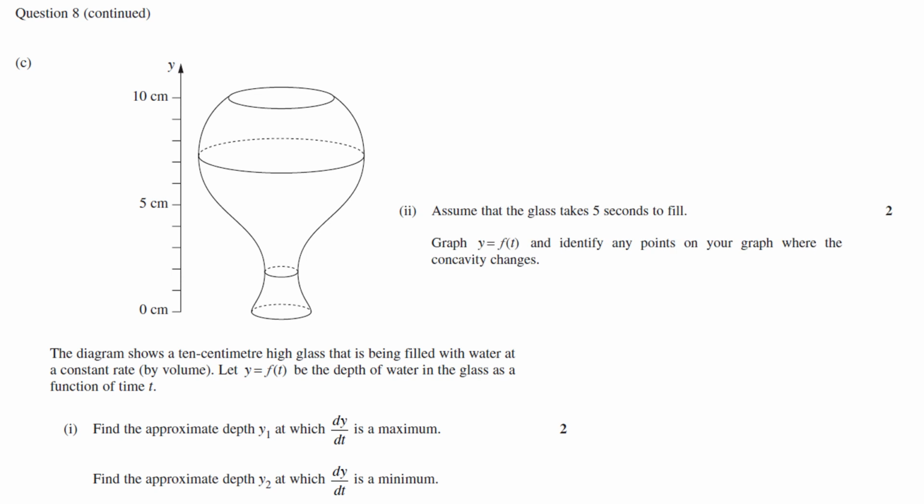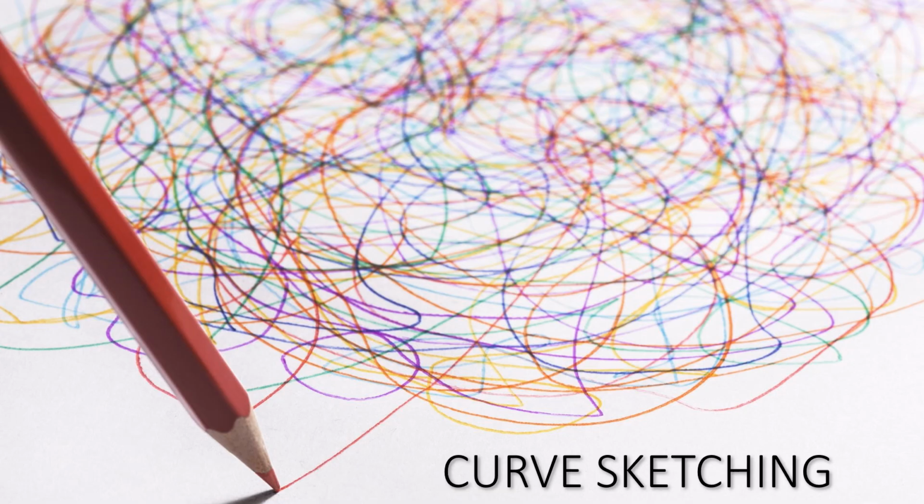And then part 2, assume that the glass takes 5 seconds to fill. Graph y equals f of t and identify any points on your graph where the concavity changes. Now just a little hint, you won't know the exact times y1 and y2, so just mark them as y1 and y2 on your graph. Okay, that's it. Our next lesson is on curve sketching.